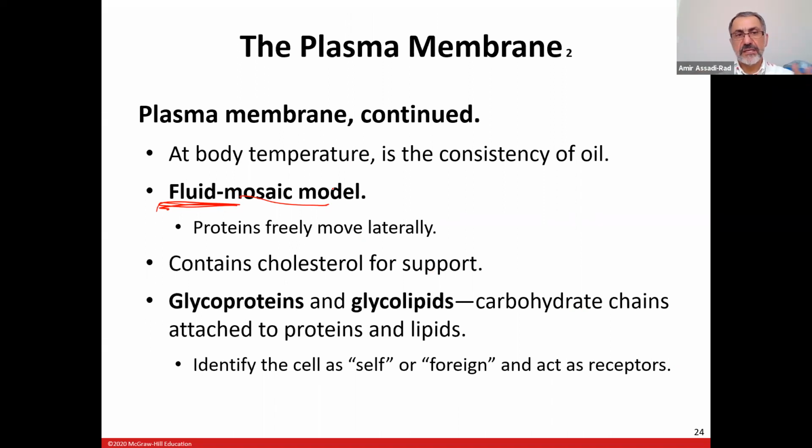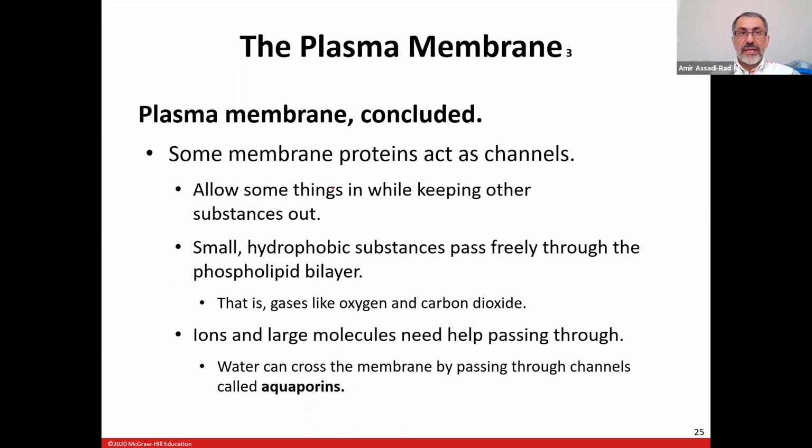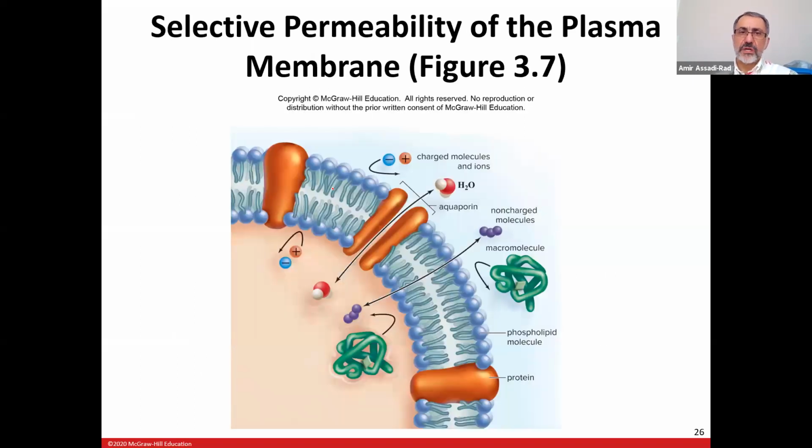Proteins freely move laterally. It contains cholesterol for support, and glycoproteins, that's what I was talking about. When carbohydrates are attached to protein molecules, it's called glycoproteins. And when carbohydrates are attached to lipid molecules, they're called glycolipids. Okay, and then plasma membrane. Make sure you read all of these. Proteins act as a channel. They allow molecules in and out. They allow water in and out. So they have a few functions. This protein molecule allows water molecules to get in and out of the cell without any expense of ATP.